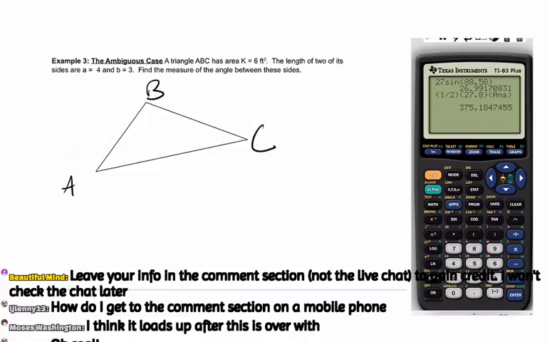It says ambiguous case: it has this area, the length of two of the sides, find the measure of the angle between these sides. So side A is 4 and side B is 3. Find the measure of the angle between these sides. So we want to solve for angle C.